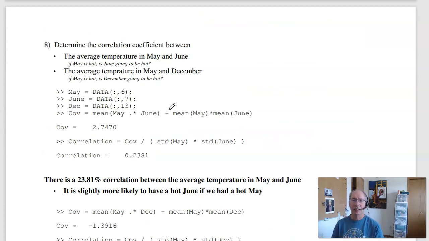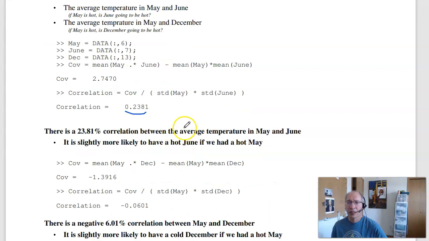Number 8 is correlation. But look at May and June. If it's a hot May, it's going to be hot June. Well, I can determine that. Here's my data. Pull out the data for May, June, coming up December. The covariance between May and June is 2.7. The correlation coefficient is 0.23. So there's a 23% correlation between the temperature in May and June, meaning if it's a hot May, it's more likely that June will also be hot. 23% more likely.